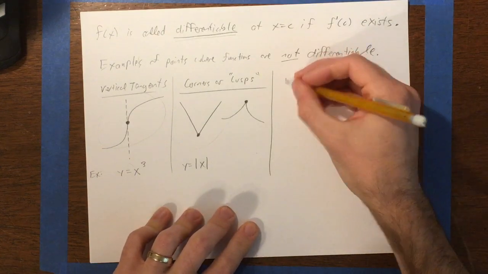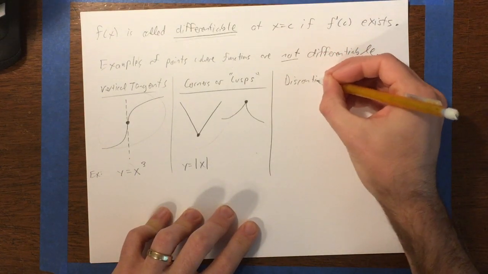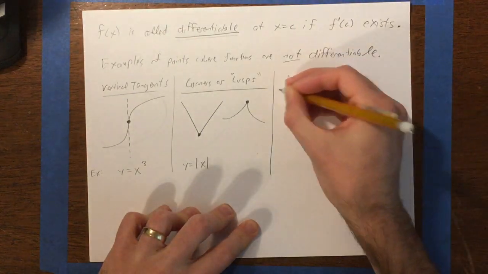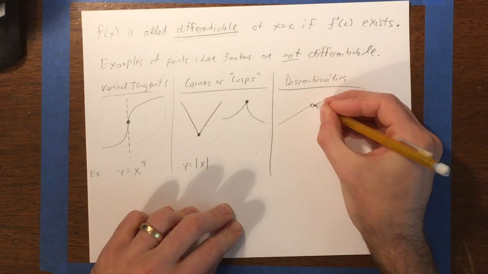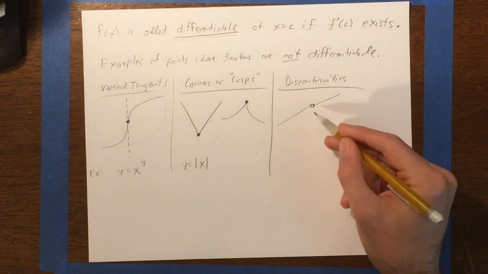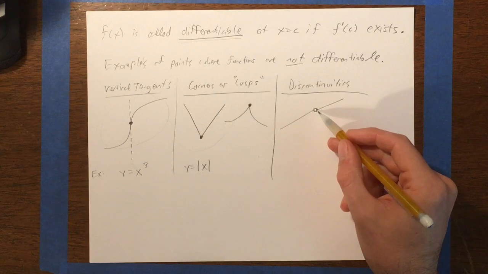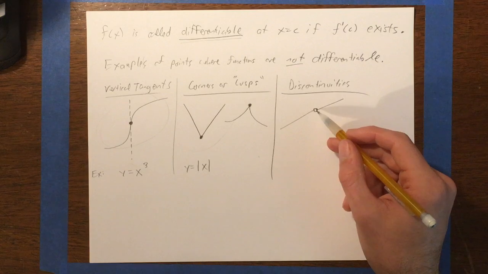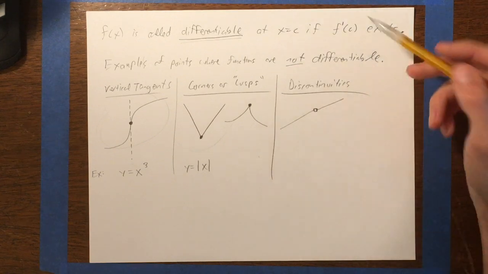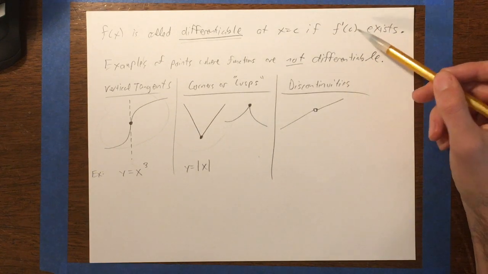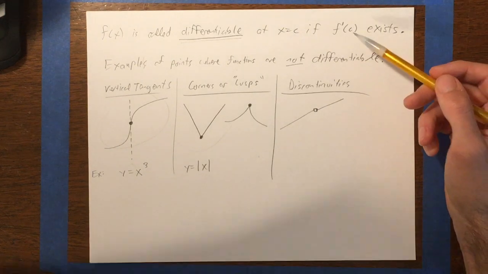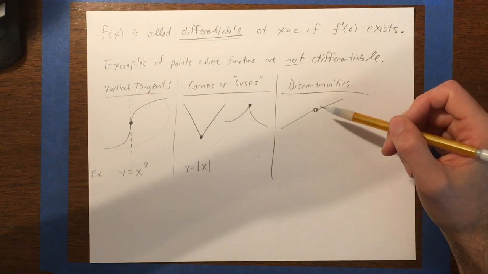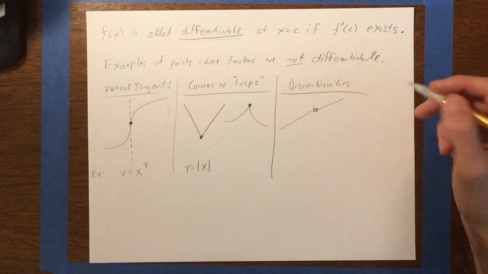And then a third one would be discontinuities of any kind. So even just like a removable discontinuity, that's still not differentiable, because in order to be differentiable, in order to calculate f prime, one of the parts involved in there is f of c, so the function has to be defined, right? So if the function is not defined, then you're going to have a problem.